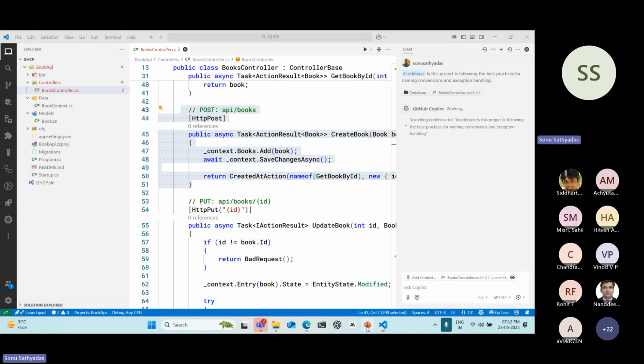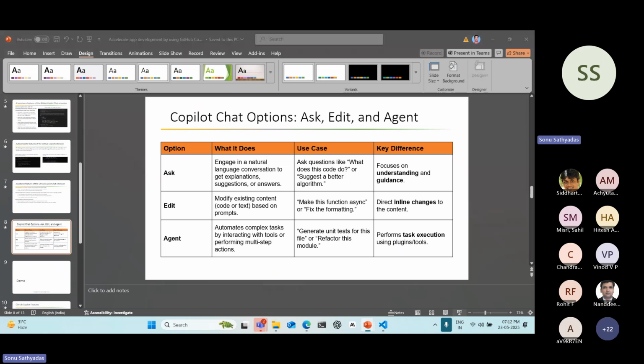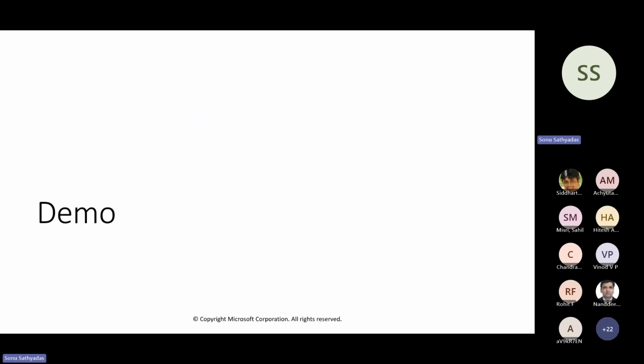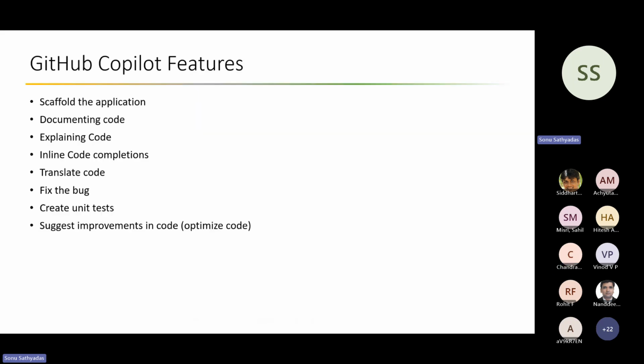But obviously, it's not possible to go and execute each and every feature of the Copilot. But yes, it is possible to scaffold the application. As I have shown you, you will be able to go and create the project. You can document this code. Maybe you can create the complete documentation of this project using a README file, or you can create individual class or function level documentation.